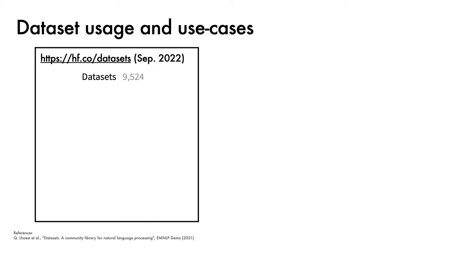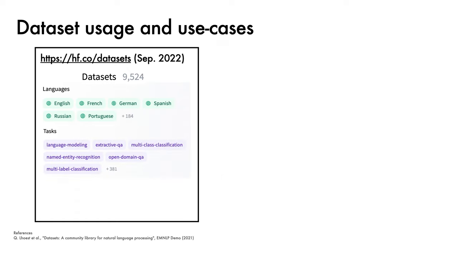To get some sense of library engagement, in September 2022, there were 9,524 datasets listed on the hub, spanning 190 languages, 387 tasks, and at least 52 licenses. The library has been employed for a number of use cases.